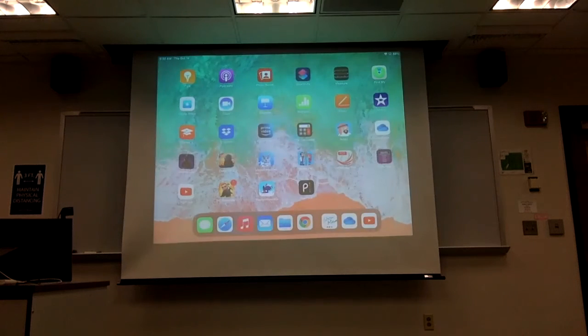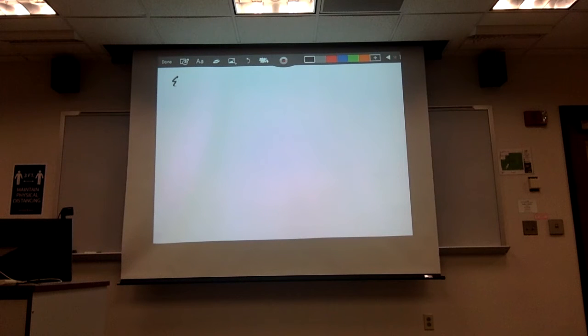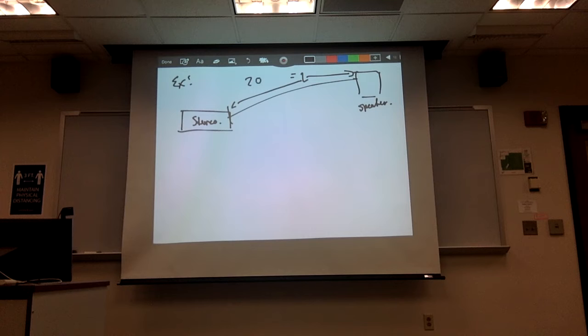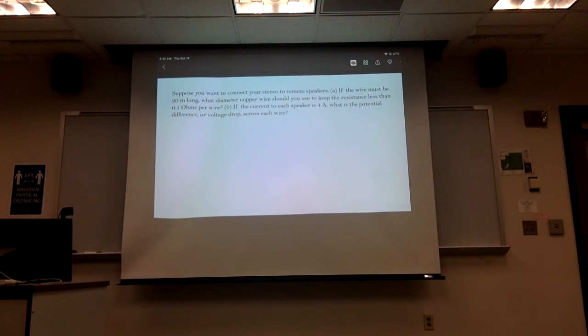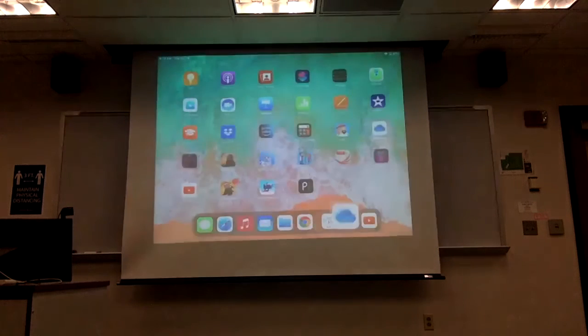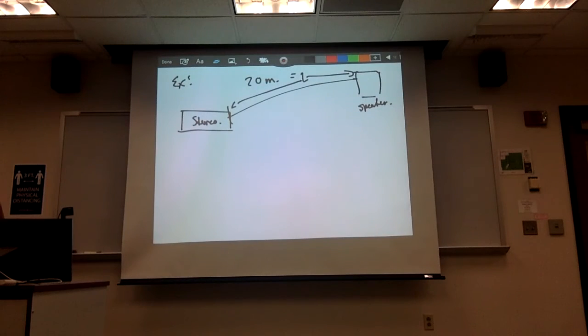So good. So let's draw our situation. So here's our stereo. Here's one of my speakers over here. So what I know is that this length from here to here is a length L, which is then 20 meters. And let's see, what else? I tell you what type of wire this was? Copper wire. So we know this thing is made out of copper. So here we're going to have a resistivity of that of copper.